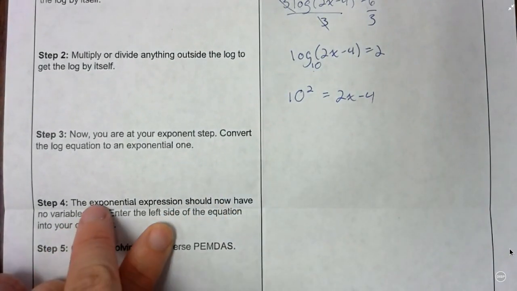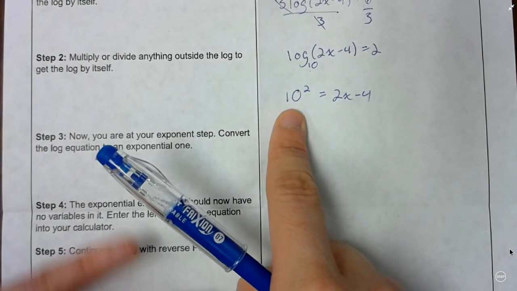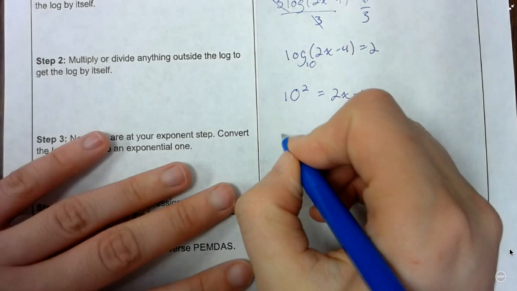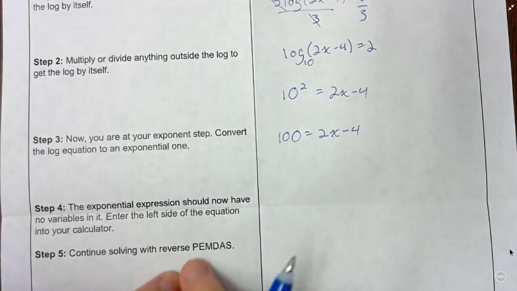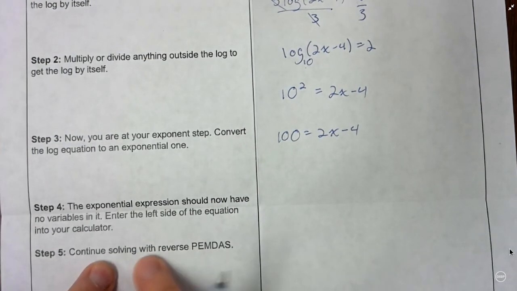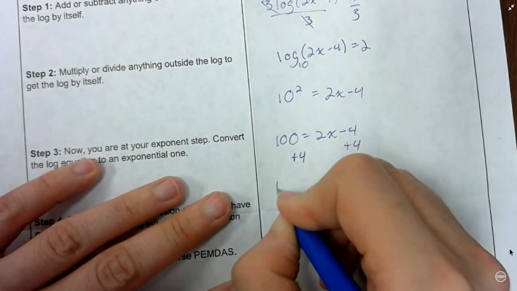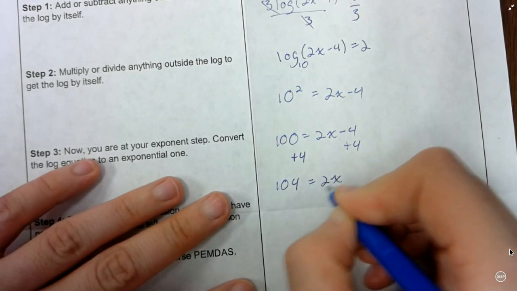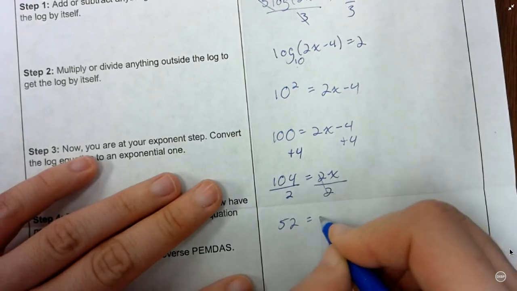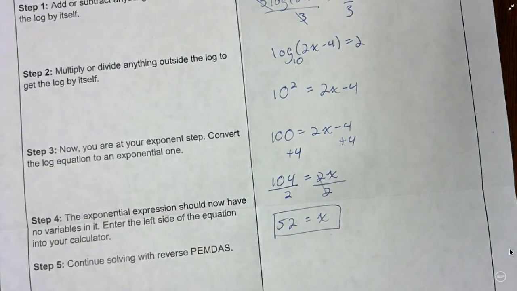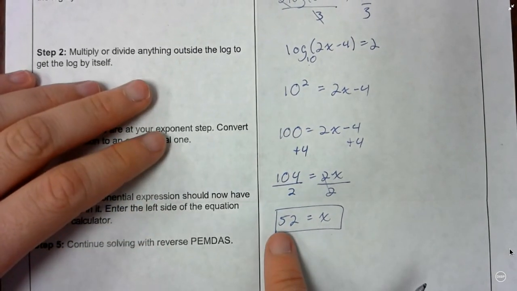Okay, and then step 4, the exponential expression should now have no variables in it, meaning this part. So 10 squared, what is 10 squared? Don't say 20, it's 100. 10 times 10 equals 2x minus 4. And then now you're essentially in the parentheses step, so just keep solving with reverse PEMDAS. So plus 4 is 104. So x is 52.